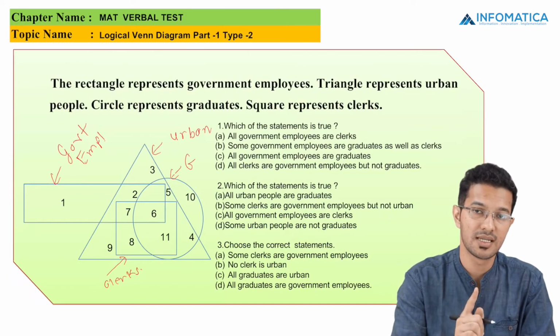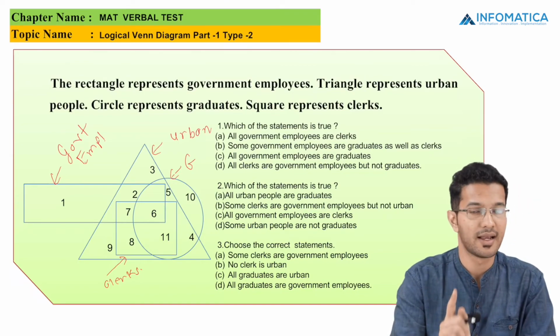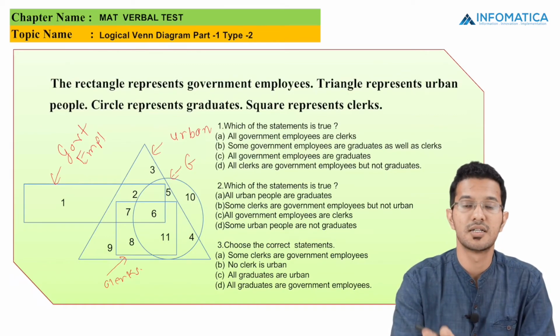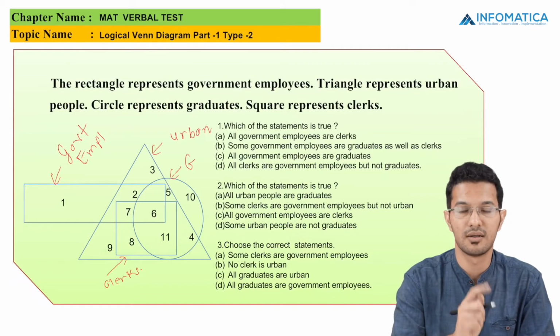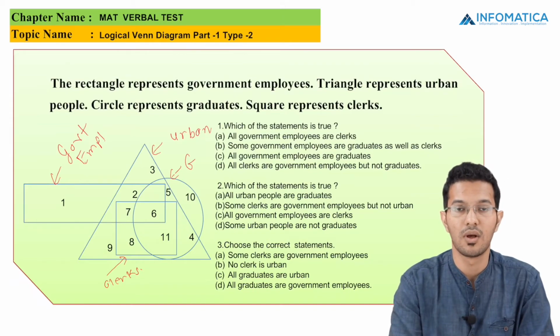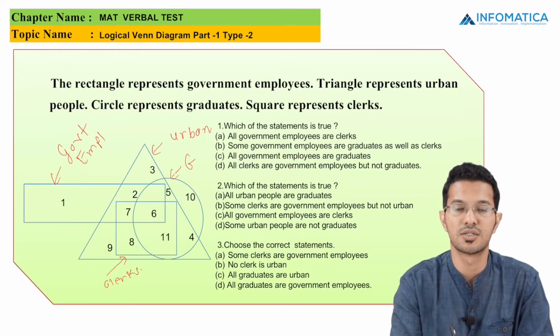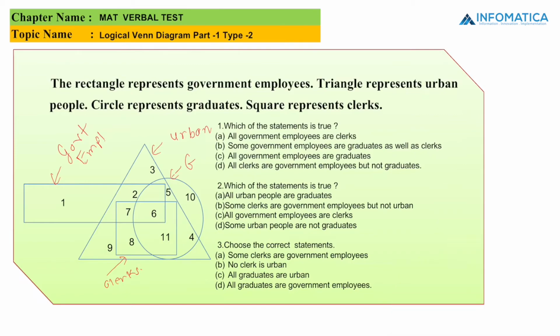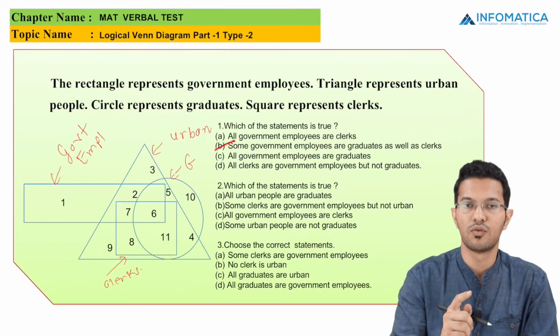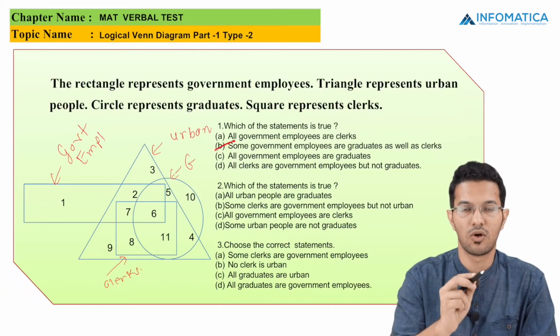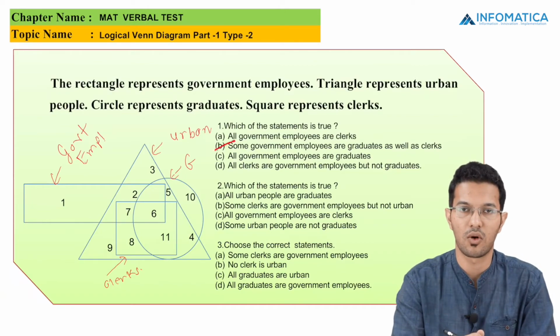Now is number 6 inside the square? I can definitely say that number 6 is inside the square, whereas it is inside the circle and also inside the rectangle. So I can say that some government employees are graduates as well as clerks. So the answer to this question will be option B. If you want to verify, you can go for option C and option D and you will find out that option D and option C are wrong.